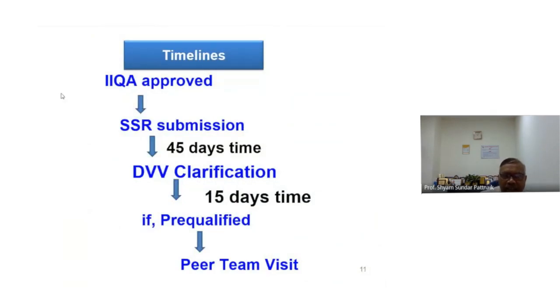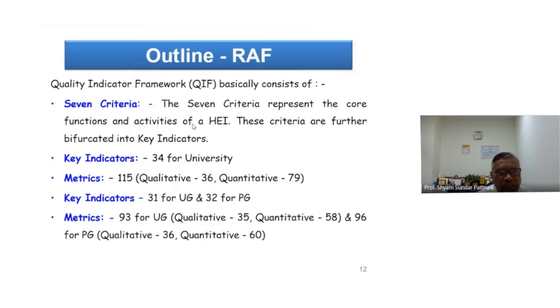First, your IIQA, the institutional internal quality assessment report, has to be approved. If it is not approved and is rejected, then you have to submit again, and in a year you can submit 3 times. If it is accepted, then the SSR is to be submitted within 45 days from the acceptance of the IIQA. Once you do that, there will be a third party DVV clarification, and this clarification will take around 15 days. If it's satisfied that you qualify, then the peer team or expert team visit happens. That's the way the total process works.